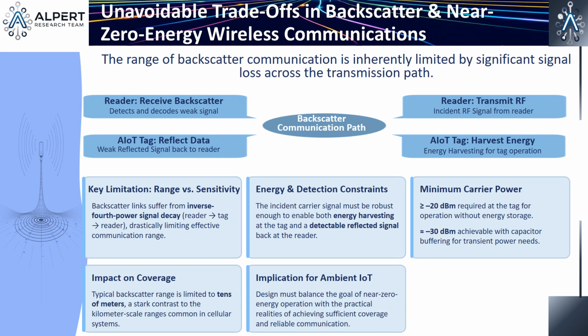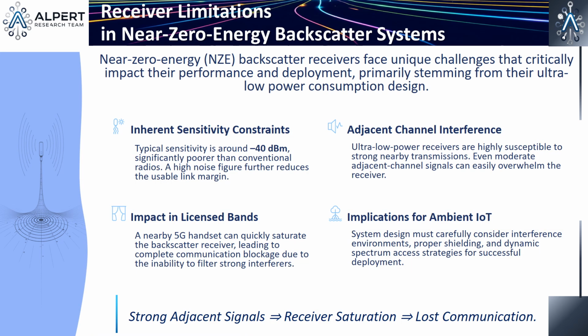But what is the unavoidable communication trade-off? The major trade-off is range and sensitivity. Backscatter devices, due to the inverse fourth power relationship of signal decay, since the signal travels reader to tag and then tag to reader, are highly constrained. The incident carrier signal must be powerful enough both to harvest sufficient energy and to produce a detectable reflection. And the consequence of that is? The consequence is, first, poor sensitivity around -40 dBm and a very high noise figure. But the real killer is its susceptibility to adjacent channel interference. So any strong signal nearby can just overwhelm it. Exactly. You can't tune it out. If you're in a licensed cellular band and a regular 5G phone powers up next to you, its strong signal will just saturate your receiver and completely block your communication.